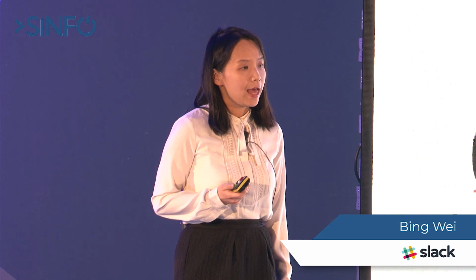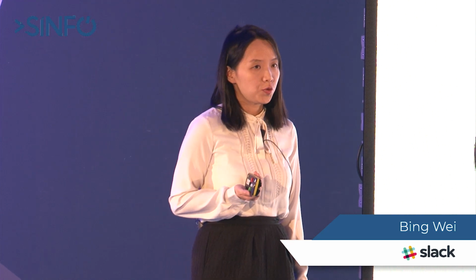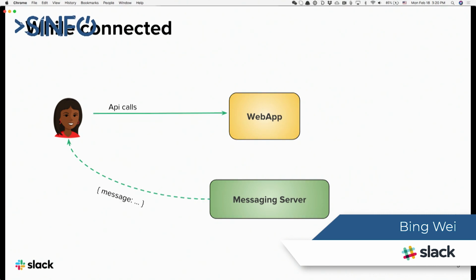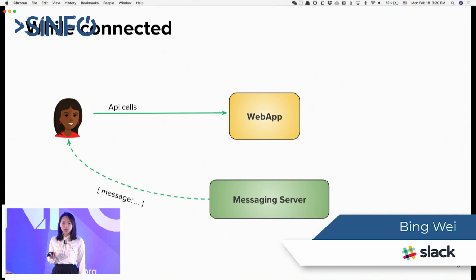When users connect to Slack, it first sends the RTM start HTTP request to the web app. The web app authenticates the user. It sends back a payload of the team, including who is on your team and what channels you are in. It also includes a URL that the client can use to establish the WebSocket connection. While you're connected to Slack, Messenger Server keeps sending updates. That's how you receive messages from your team members when they send them out.